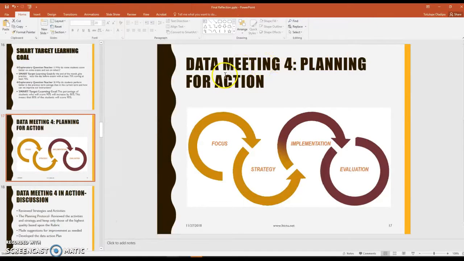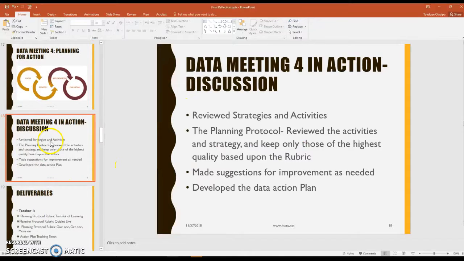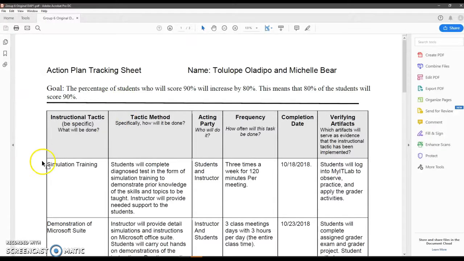Now the data planning for action, that's meeting 4. Here we review strategy and activity, with the activities we developed and the data action plans, and we also did some research as well. Through the research we came up with the original data action plan. I'm going to show that to you real quick.